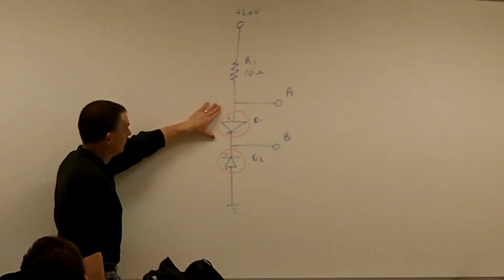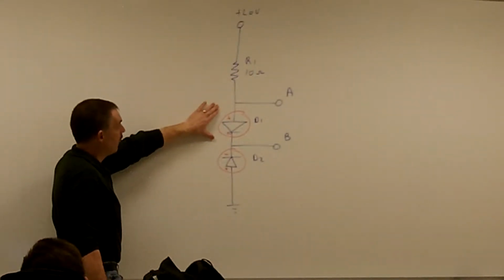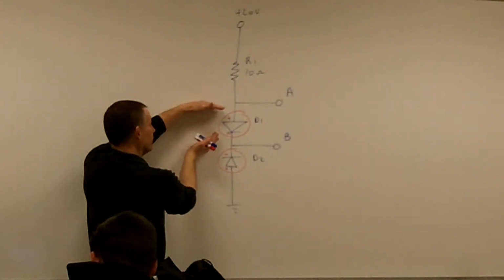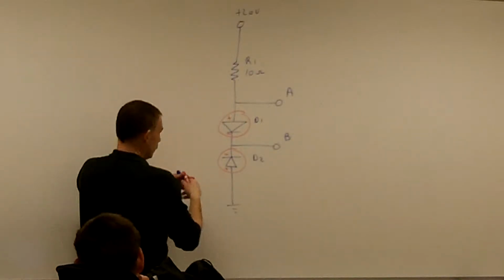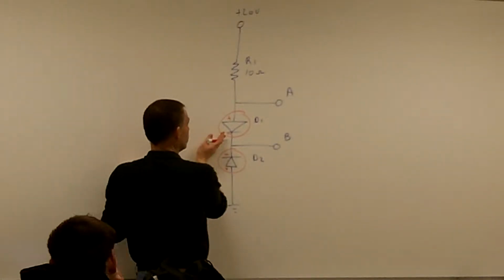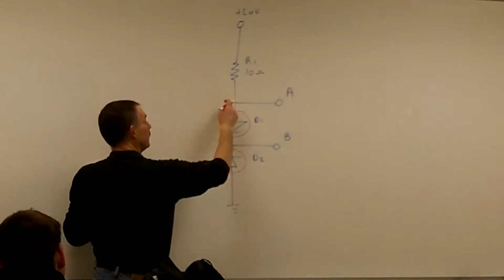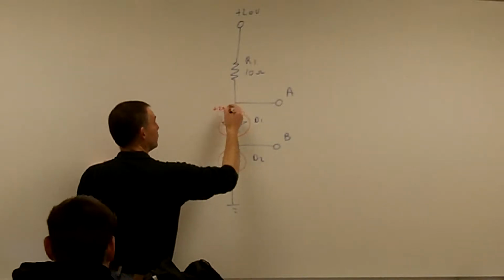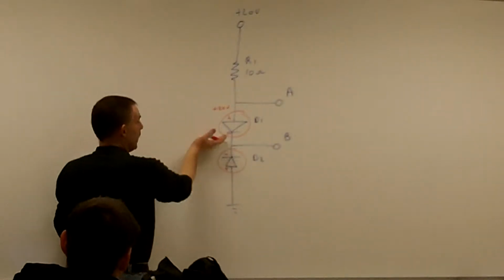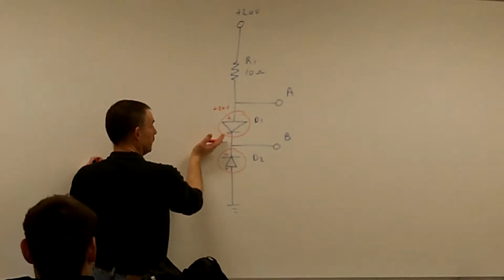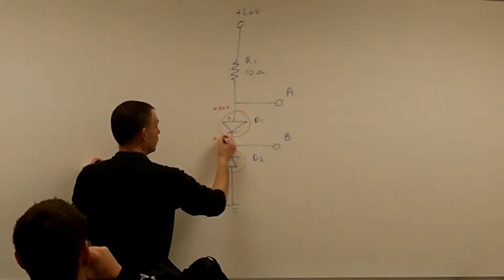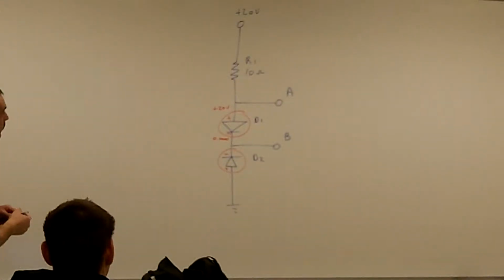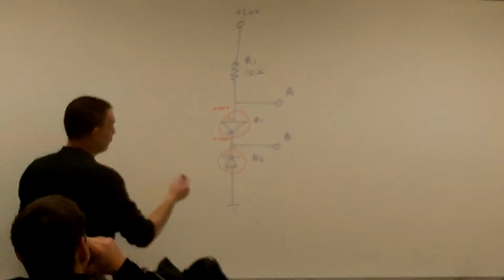So if we were to analyze D1, so we'll take a look at D1 here first. So if I first analyze D1, what's my stop voltage on my anode side? Yeah, plus 20 volts. And then on my cathode side, what's my stop voltage going to be? 0 volts. So is that diode a go or a no go? Yeah, it's a go.